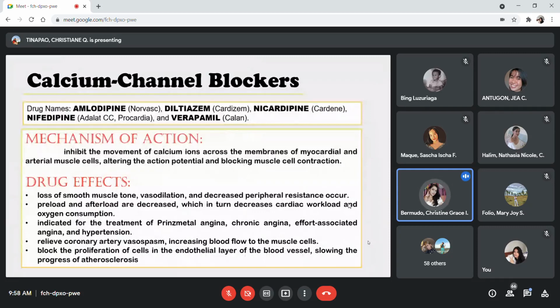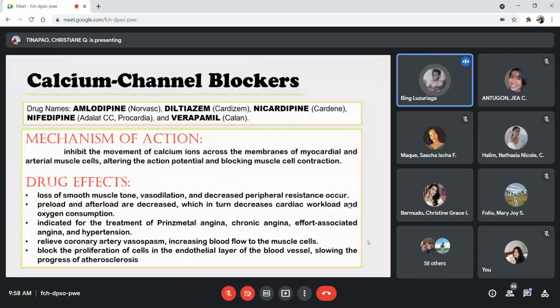Okay, now moving on to the drug effects. The effect includes the following: the smooth muscle tone is lost, vasodilation occurs, and peripheral resistance is reduced. So as a result, preload and afterload are reduced, resulting in a reduction in cardiac workload and oxygen consumption. Okay, so again, to make it short, what problem is solved?